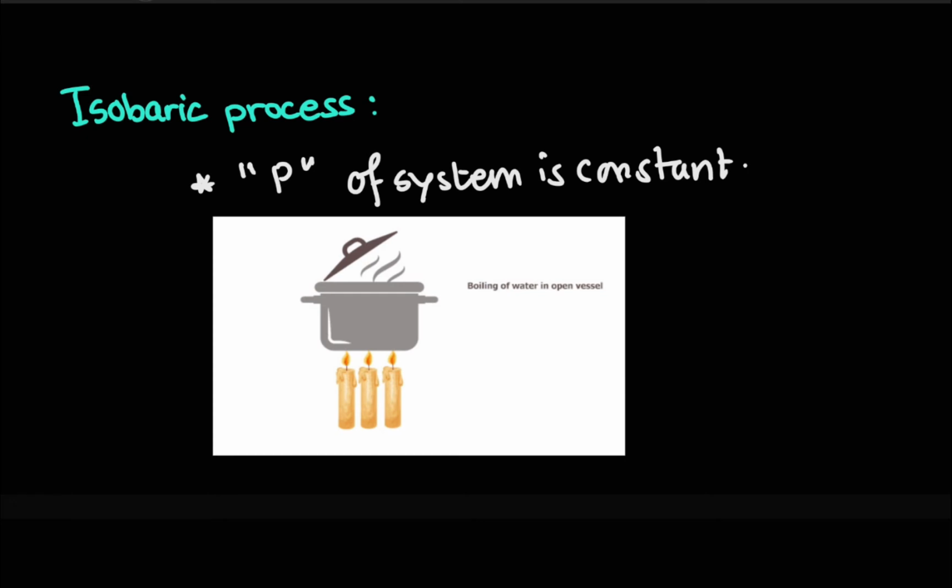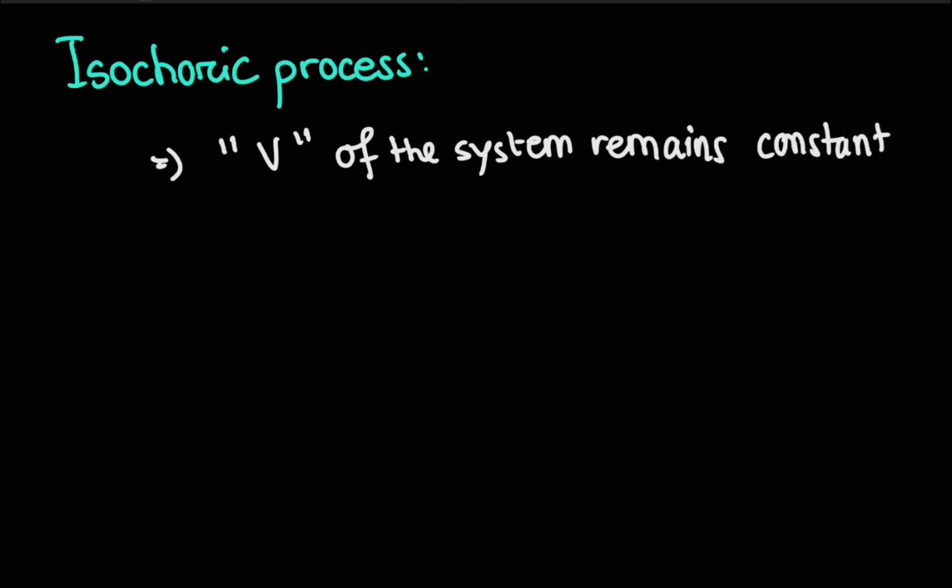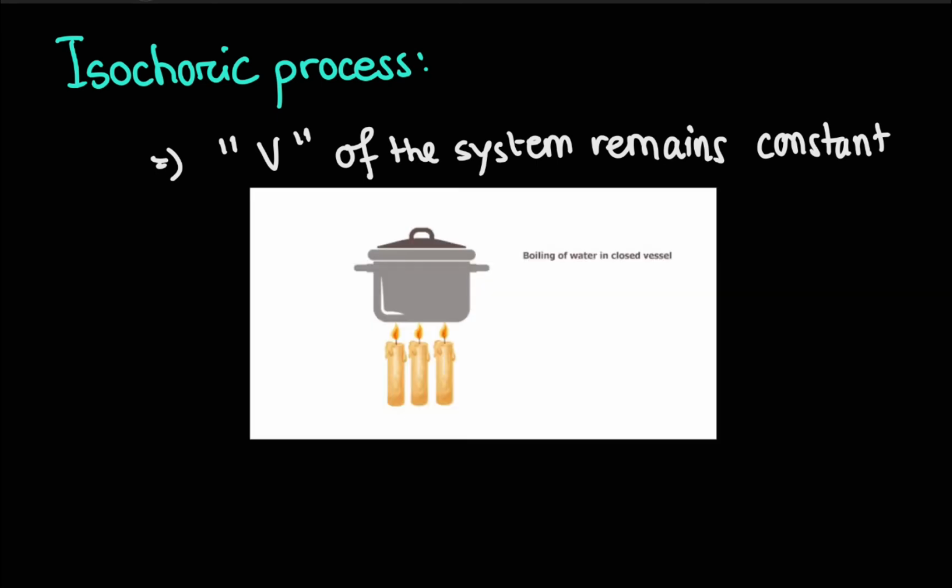Moving on, an isochoric process. An isochoric process is a thermodynamic process where the volume of the system remains constant. What can be the example of an isochoric process? If you take that very cooker that you are dealing with in an isobaric process and close the lid of the cooker, then you have an isochoric process, since the water that is being turned into steam has no extra space for it to go and evaporate. And that is why the volume remains constant.